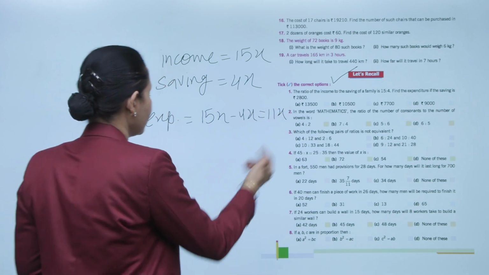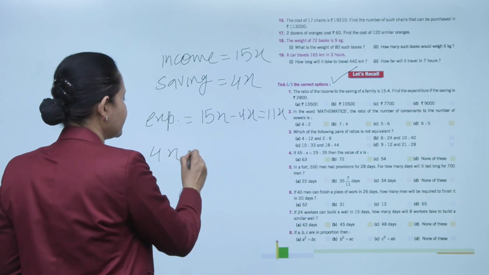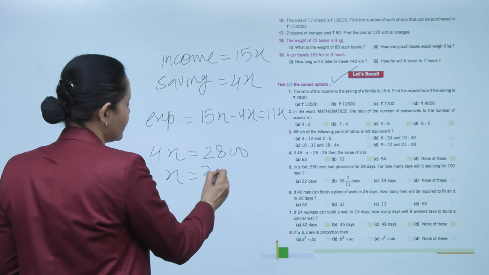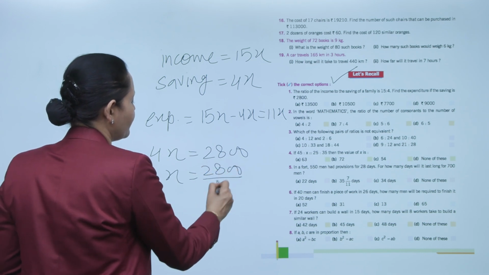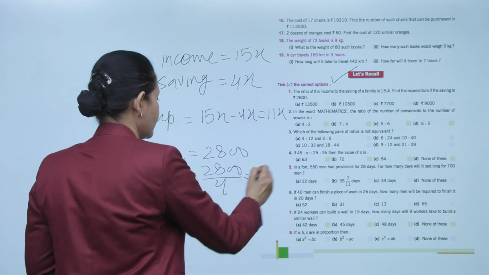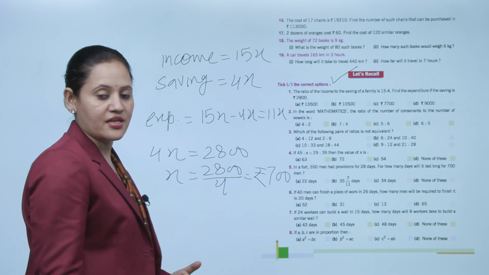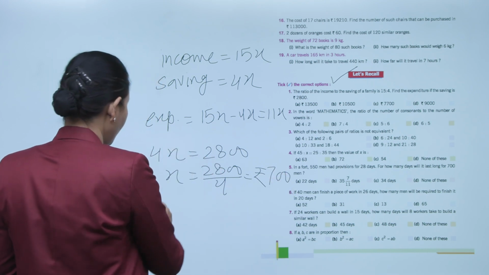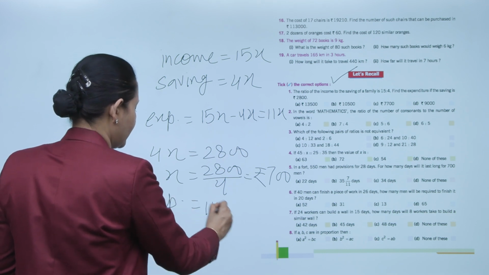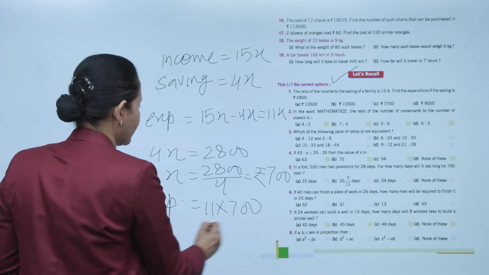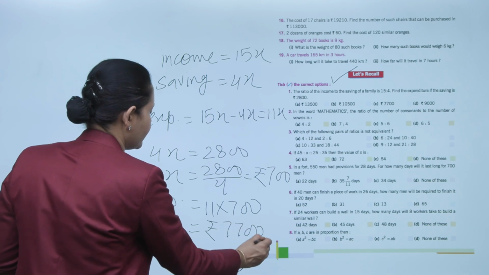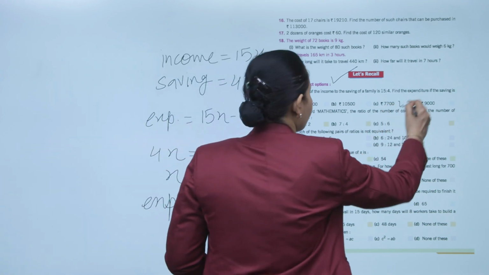As we know, saving is given as 4x, that is equal to rupees 2,800. So the value of x is 2800 upon 4, that is equal to rupees 700. Clear? So what will the expenditure be? It is 11x, so 11 into 700, that is equal to rupees 7,700. So here C is the correct option.